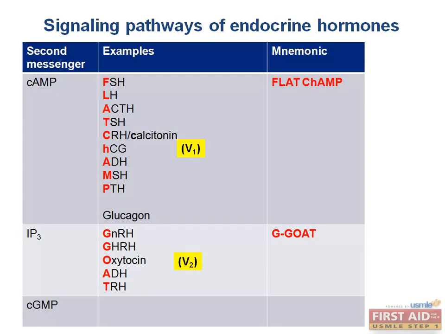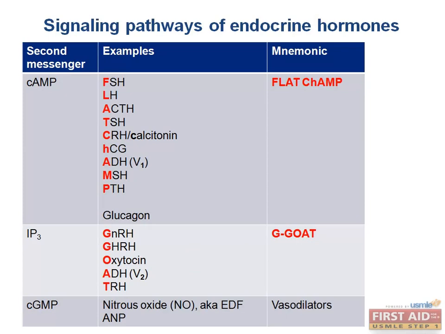Lastly, we have our cyclic GMP second messenger. This one is best to remember based on its function in vasodilation. The two major molecules that are associated with this are nitric oxide, also known as endothelium-derived relaxing factor, or EDRF, and ANP. And if you remember, ANP is released when your blood pressure is too high and is a potent vasodilator.